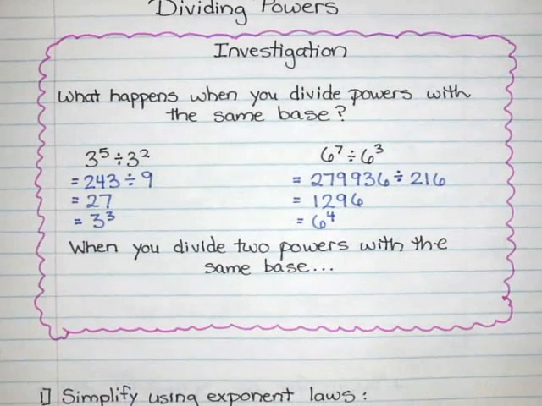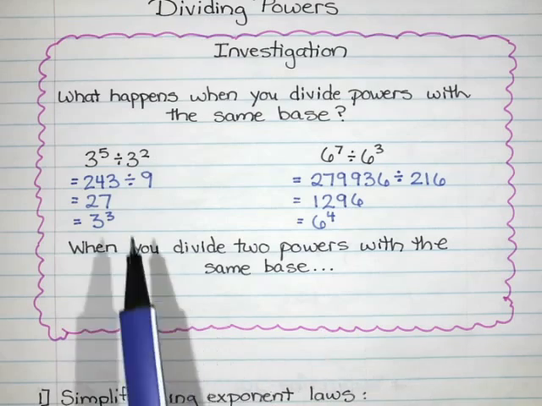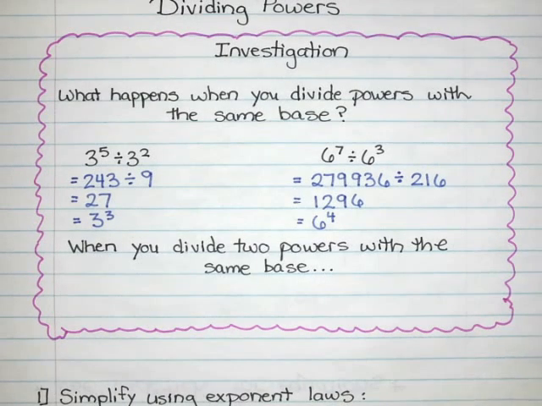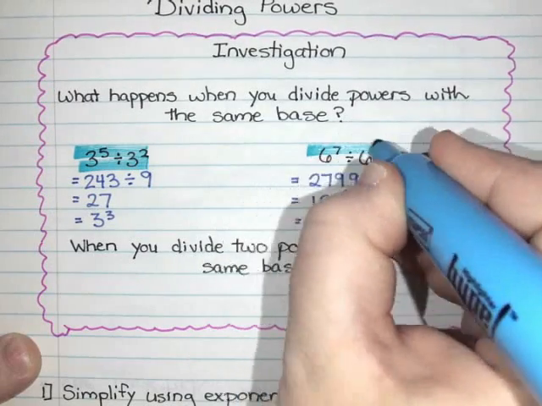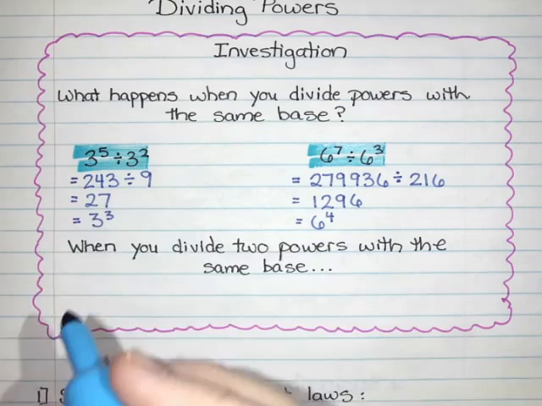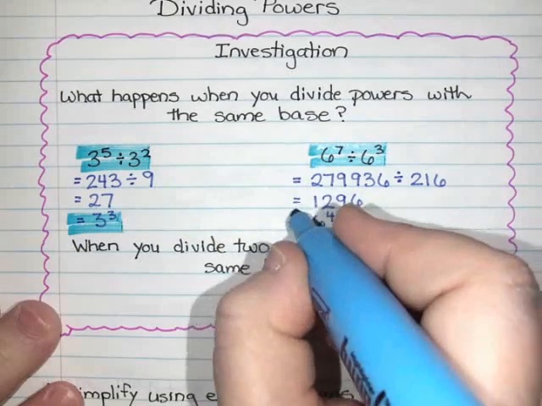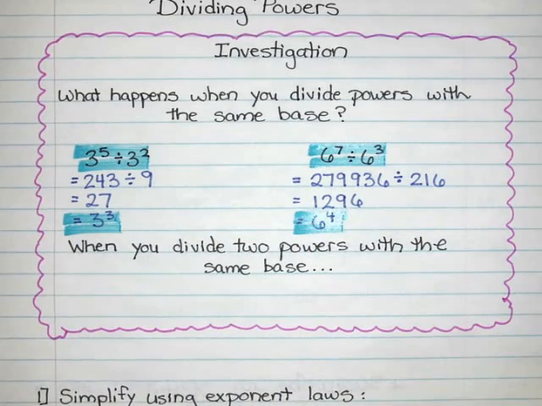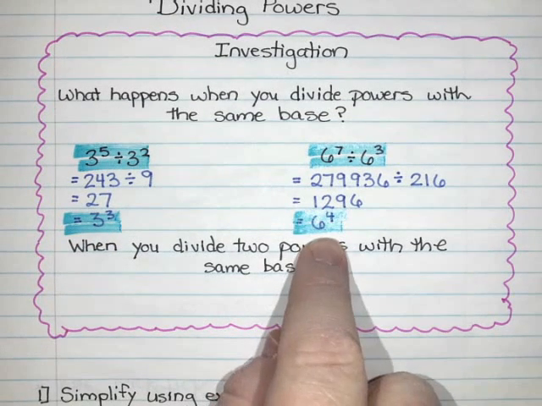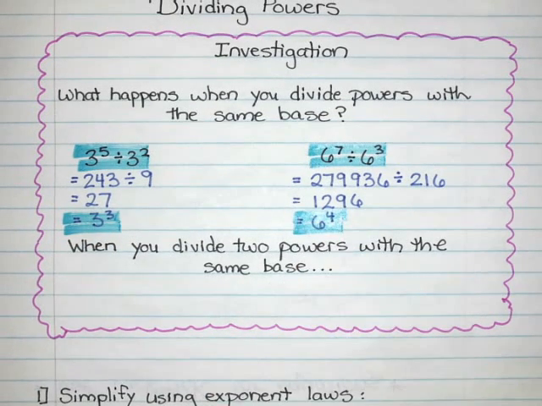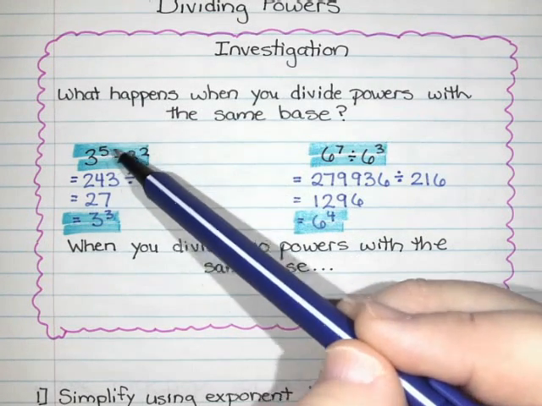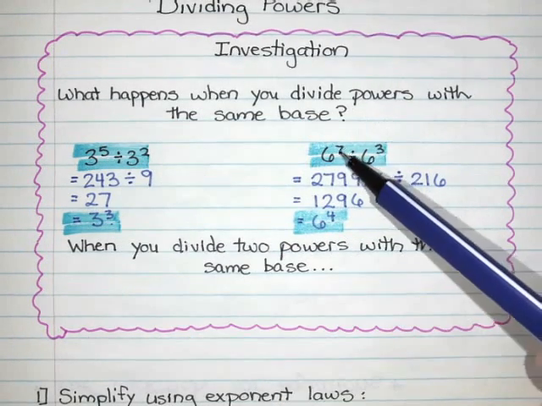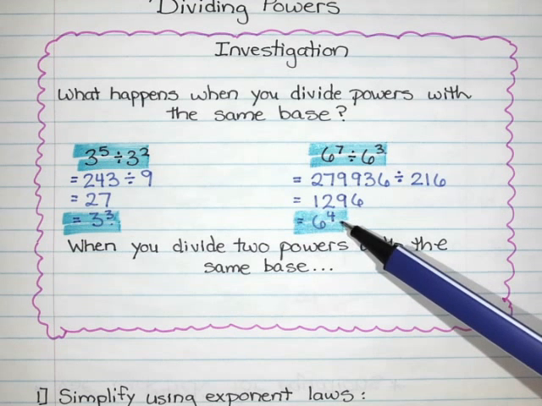So I'm going to ask you to take a second, and I would like you to look at the original questions. So I have 3 to the 5 divided by 3 to the 2, and 6 to the 7 divided by 6 to the 3. And I want to know, can you see a way for us to get to the final answer of 3 to the 3 or 6 to the 4 without having to do all the middle calculations? I'm hoping that you noticed that 5 take away 2 is 3, and 7 take away 3 is 4.